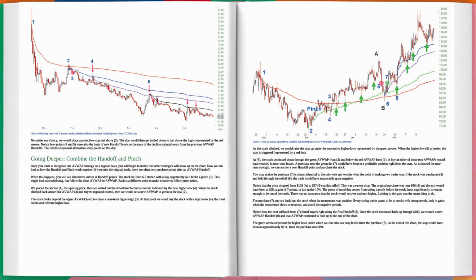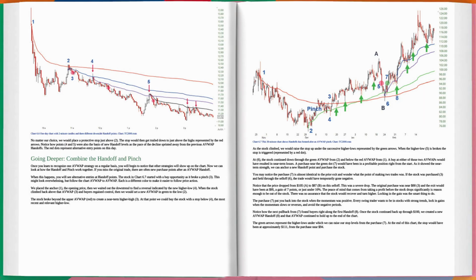Peace of mind that comes from taking a profit before the stock drops significantly is reason enough to be out of the stock. There was no assurance that the stock would recover and turn higher. Locking in the gain was the smart thing to do. The purchase, 7, put you back into the stock when the momentum was positive. Every swing trader wants to be in stocks with strong trends, lock in gains when the momentum slows or reverses, and avoid the negative periods.